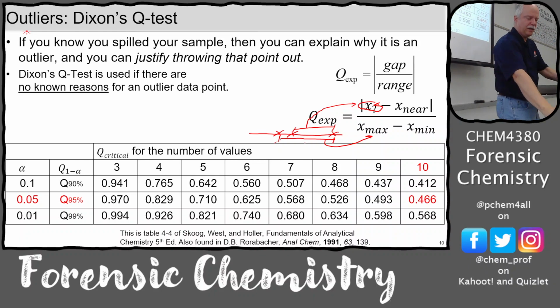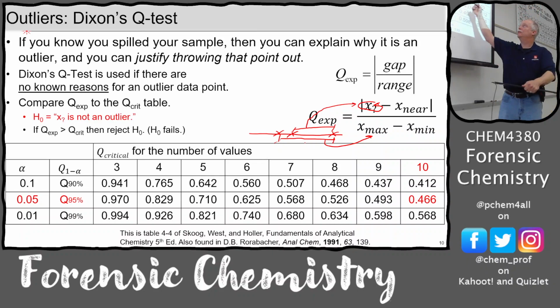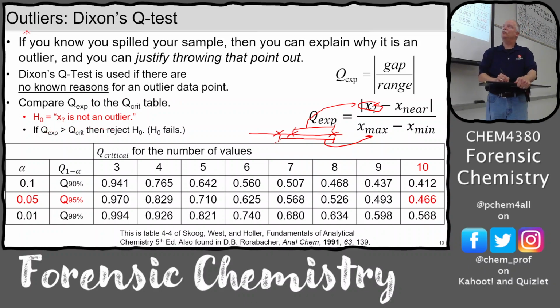So how do we use the test then? So we calculate this experimental Q value, and the null hypothesis is that question point is not an outlier. Okay. And so if the Q experimental is greater than the Q critical, then we reject the null hypothesis. So again, we start from the standpoint that all the data is good. If we do this and Q experimental is greater than Q critical, then we reject that null hypothesis.